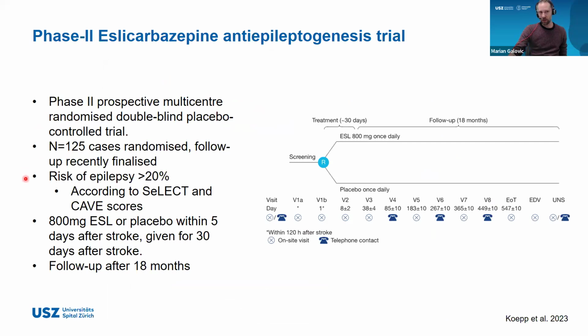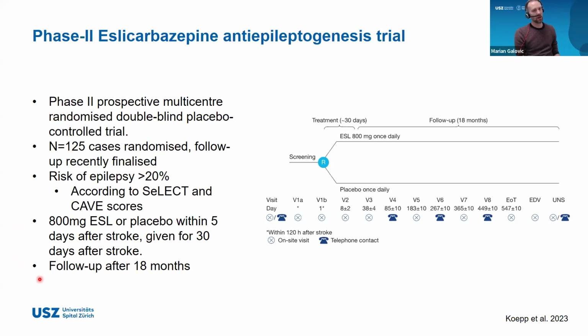And people were included who had a risk of epilepsy above 20% according to the SELECT score that I showed you, and according to the CAVE score, that's another score which can be used in intracerebral hemorrhage. And cases were randomized to receive either 800 milligrams of aceclarbazepine or placebo within 5 days after stroke. This was given for 30 days after stroke, and then follow-up was performed after 18 months.